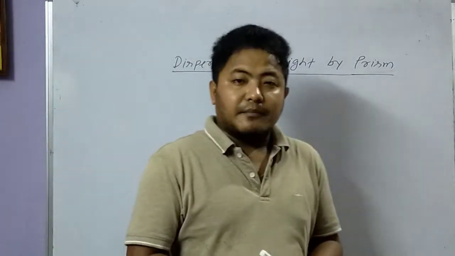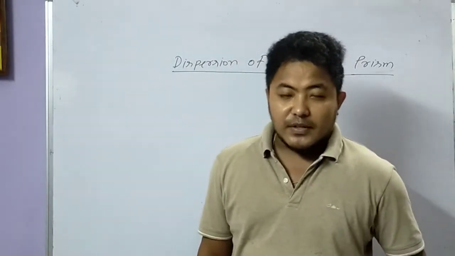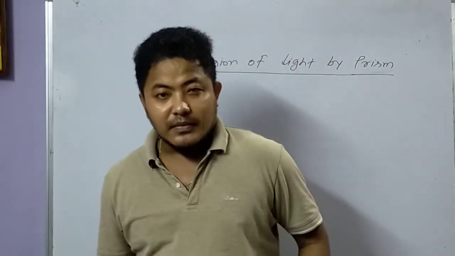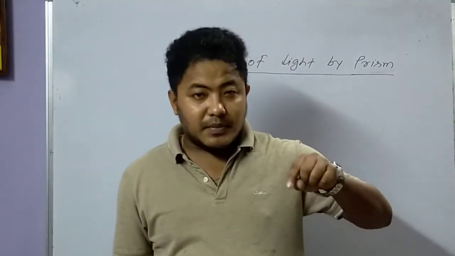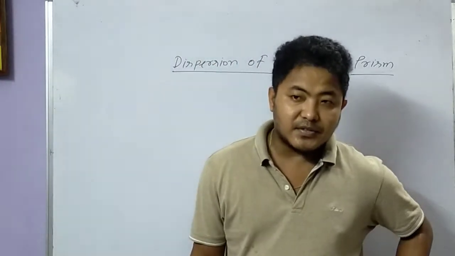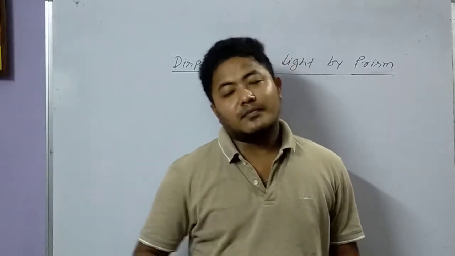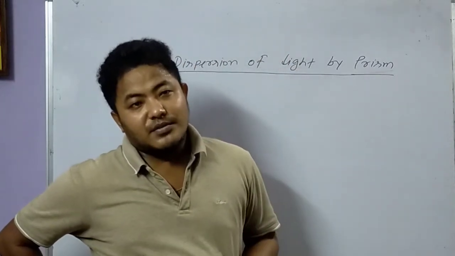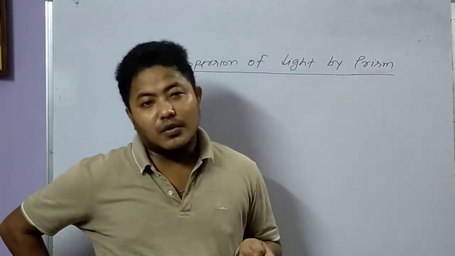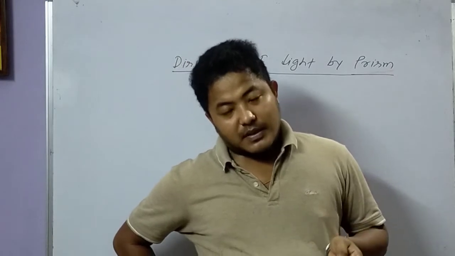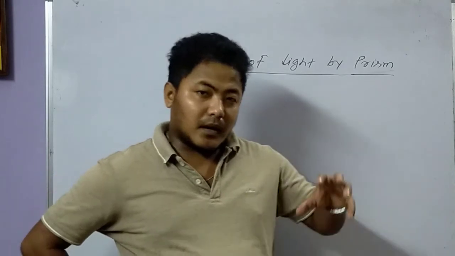We everyone have a basic concept about white light, that white light consists of its 7 basic colors, or 7 constituent colors. In short we can say PIBGYOR. We know this, starting from violet to red. So P for violet, I for indigo, B for blue, G for green, Y for yellow, O for orange and R for red. Like that, there are 7 colors in white light.